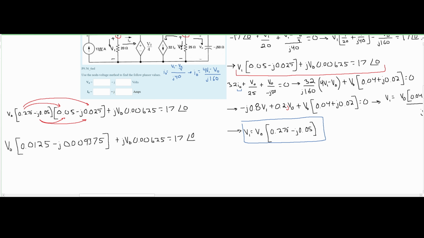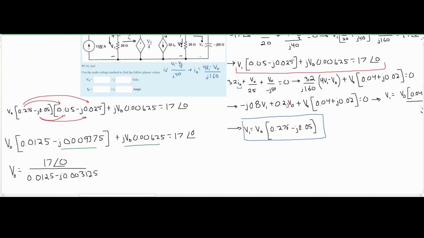We know that we can add this j to this j, and this is going to give us approximately negative 0.003125j. Now we want our V0 by itself, so we're going to set our V0 equal to our 17 with our angle 0, and then underneath it, we are going to move this part over. We're going to divide both sides by it. So for here, we're going to have 0.0125, and remember we added the parts underlined in green, and this will give us a negative j 0.003125.